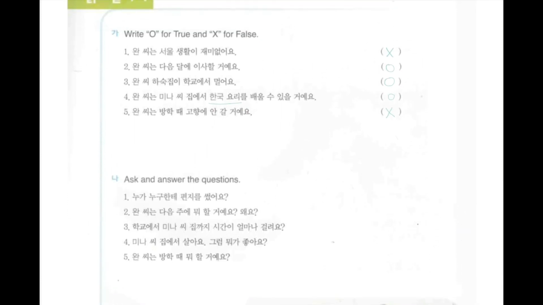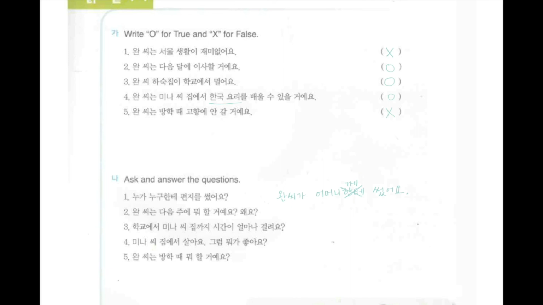Okay, so, 나 봅시다. 누가 누구한테 편지를 썼어요? Who wrote this letter to whom? 완 씨가 누구한테 썼어요? 어머니한테 썼어요. I wouldn't repeat 편지를 because it's too obvious. Here, this is, okay, 80% correct. Why? Because we have to use honorific form. Okay, here. So this is perfect. 완 씨가 어머니께 썼어요.